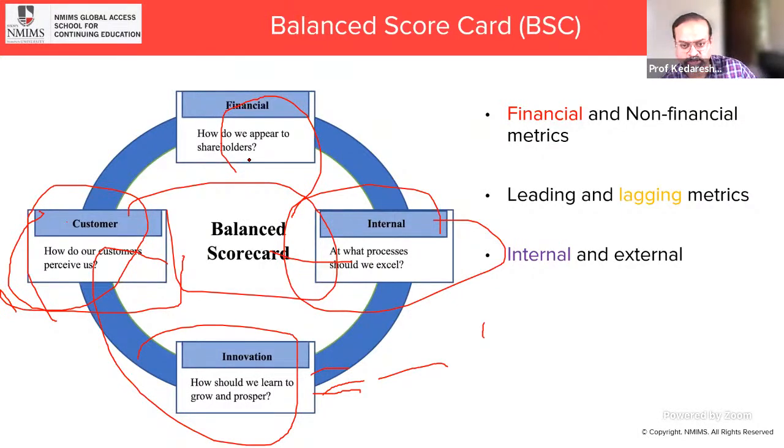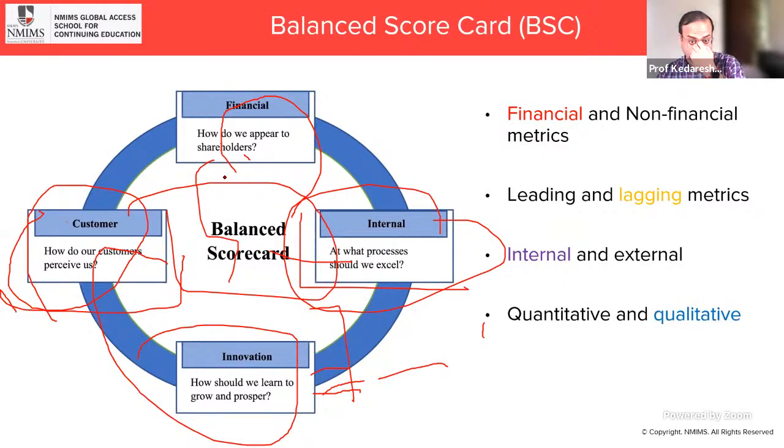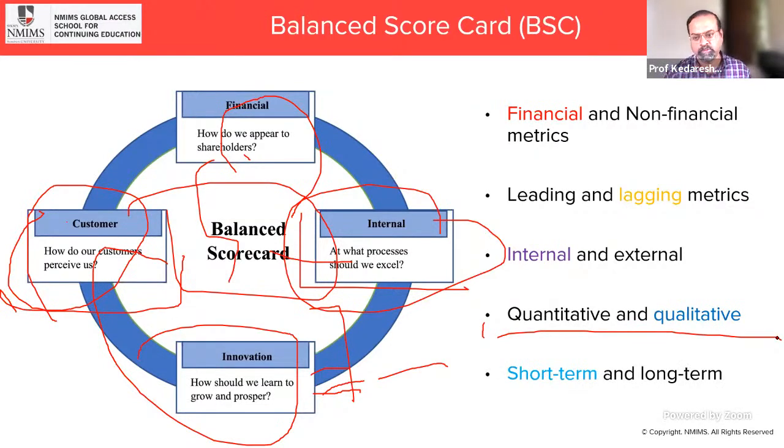Both internal and external also. It has some internal elements like processes and innovation, but the customer and financial is more from an external point of view. And some qualitative variables also are relevant in any kind of analysis. So not only the ones which can be exactly quantified, but also which can be qualitative in nature, but they are still relevant and important. And both covering short-term and long-term scenarios, so that you get a full, balanced view of the organization by looking at all these things.